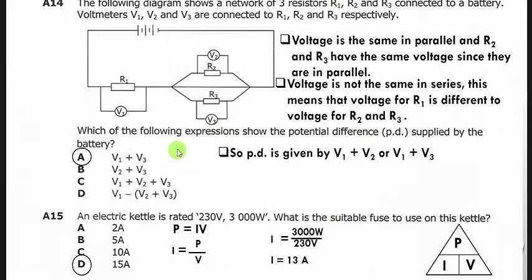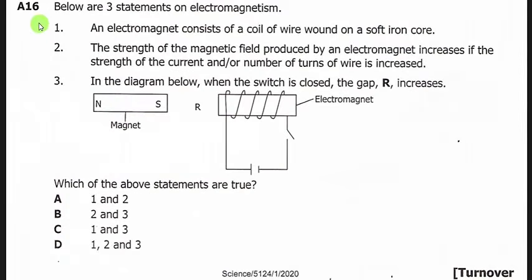So let's move to question number 16. Question 16 says below are three statements on electromagnetism. One, an electromagnet consists of a coil of wire wound on a soft iron core. Two, the strength of the magnetic field produced by an electromagnet increases if the strength of the current and or number of turns of wire is increased. Three, in the diagram below, when the switch is closed, the gap R increases. Which of the above statements is true?